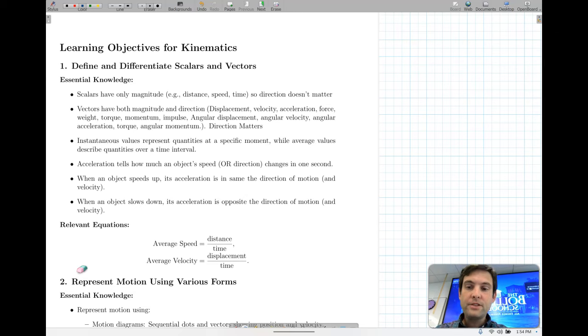All right, first up, scalars have only magnitude. That tells how big they are, or how much speed they have, or how long something took. Direction doesn't matter. Distance, speed, and time are just a few of our scalar quantities. The other piece to that could include direction. If a scalar quantity includes direction, then that makes the quantity become a vector.